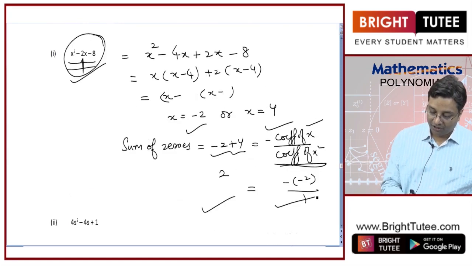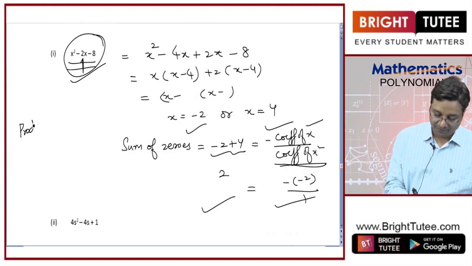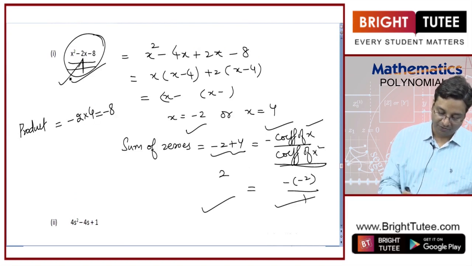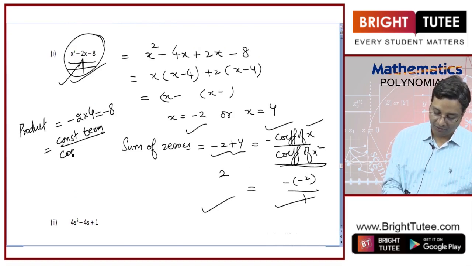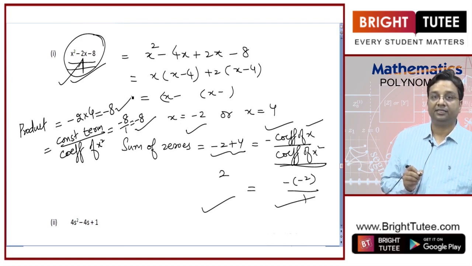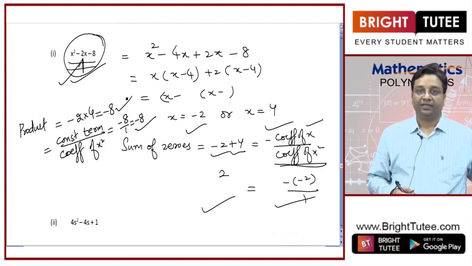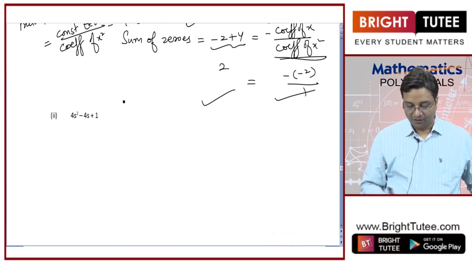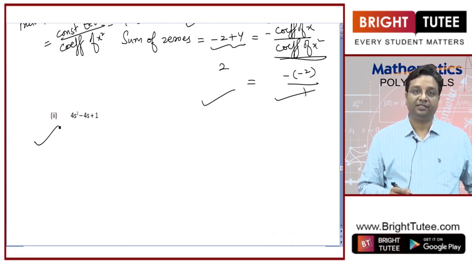Similarly, for product of zeros, what is the product? It is equal to minus 2 into 4, which is equal to minus 8, right? And from this one, it should be equal to constant term divided by coefficient of x square, which is equal to minus 8 by 1 equal to minus 8. So yes, the relationship is verified, right? So these questions will become very simple for you.